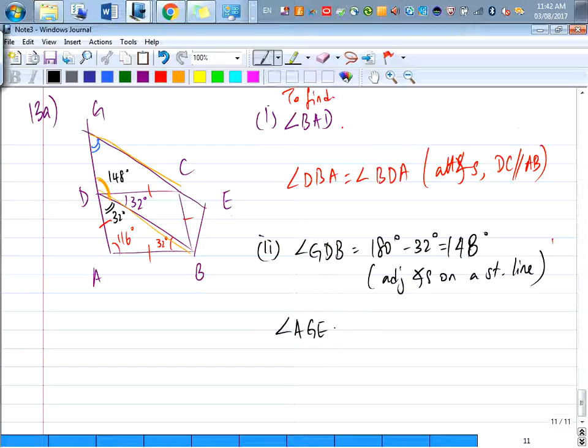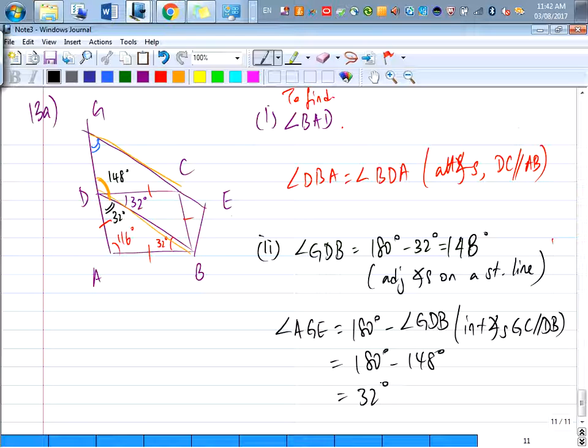AGE is equal to 180 degrees minus angle GDB. These are your interior angles. GC parallel to DB. This is 180 degrees minus 148 degrees, and get 32 degrees. Yes, Ryan.